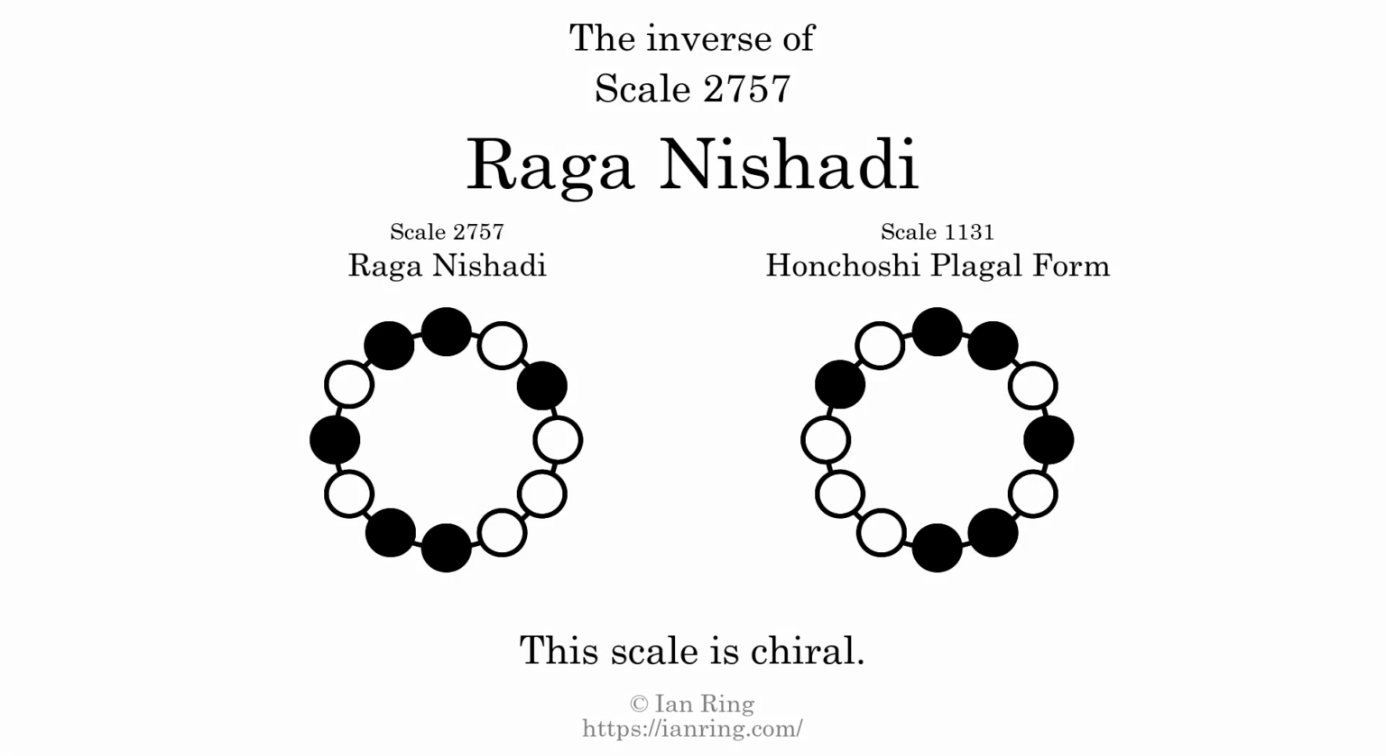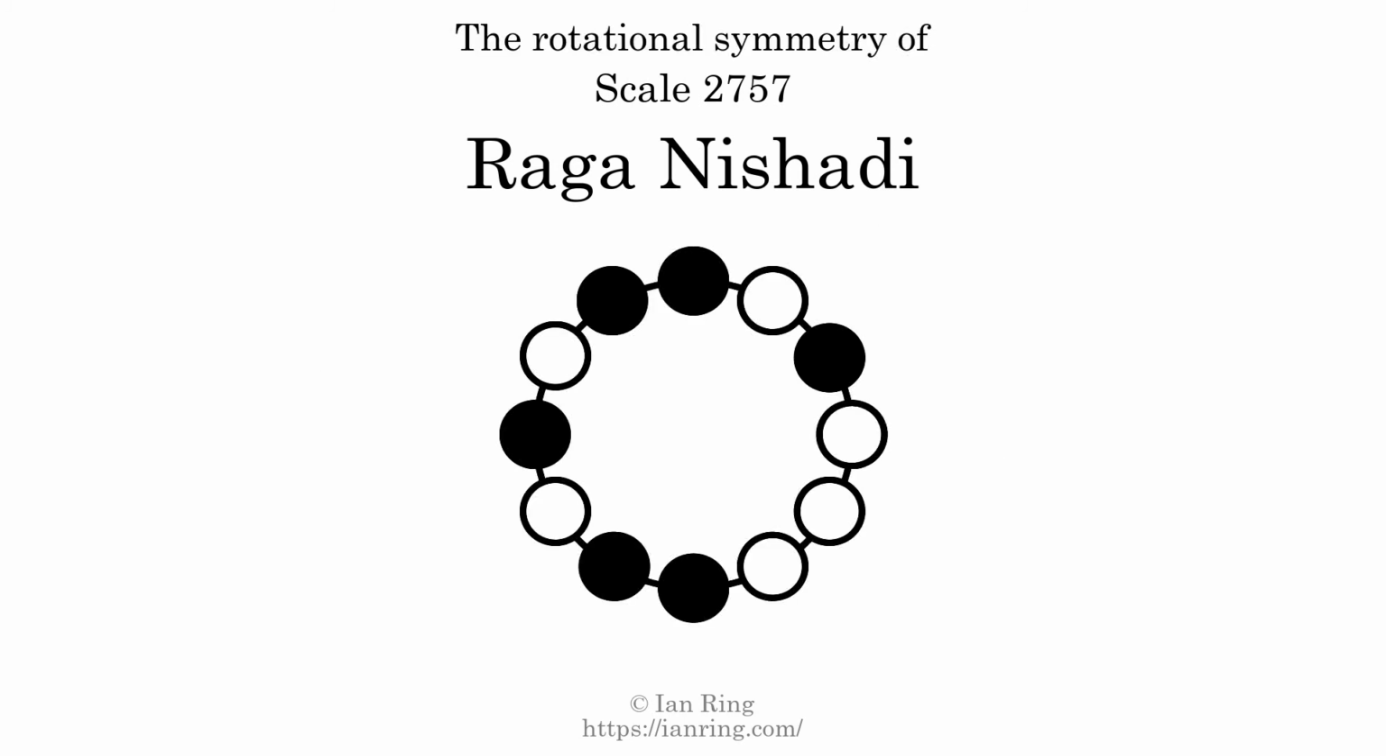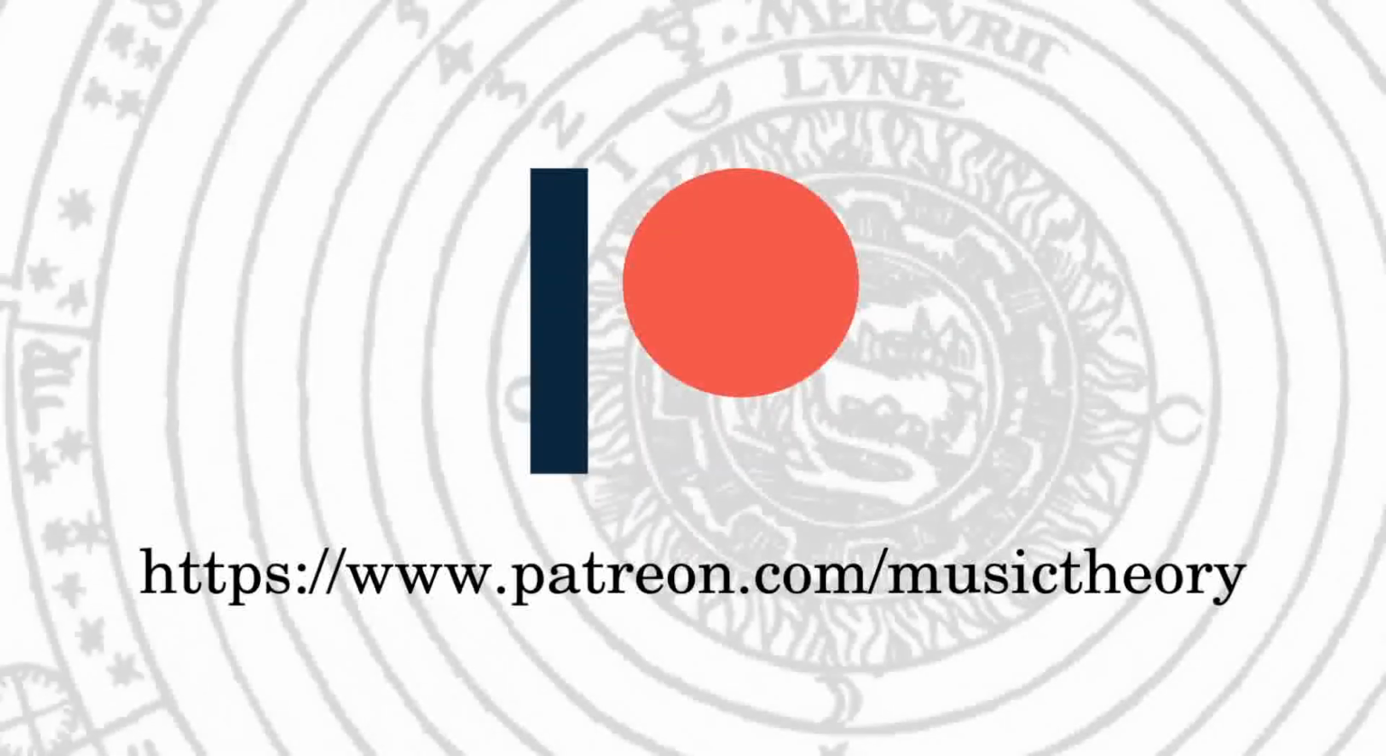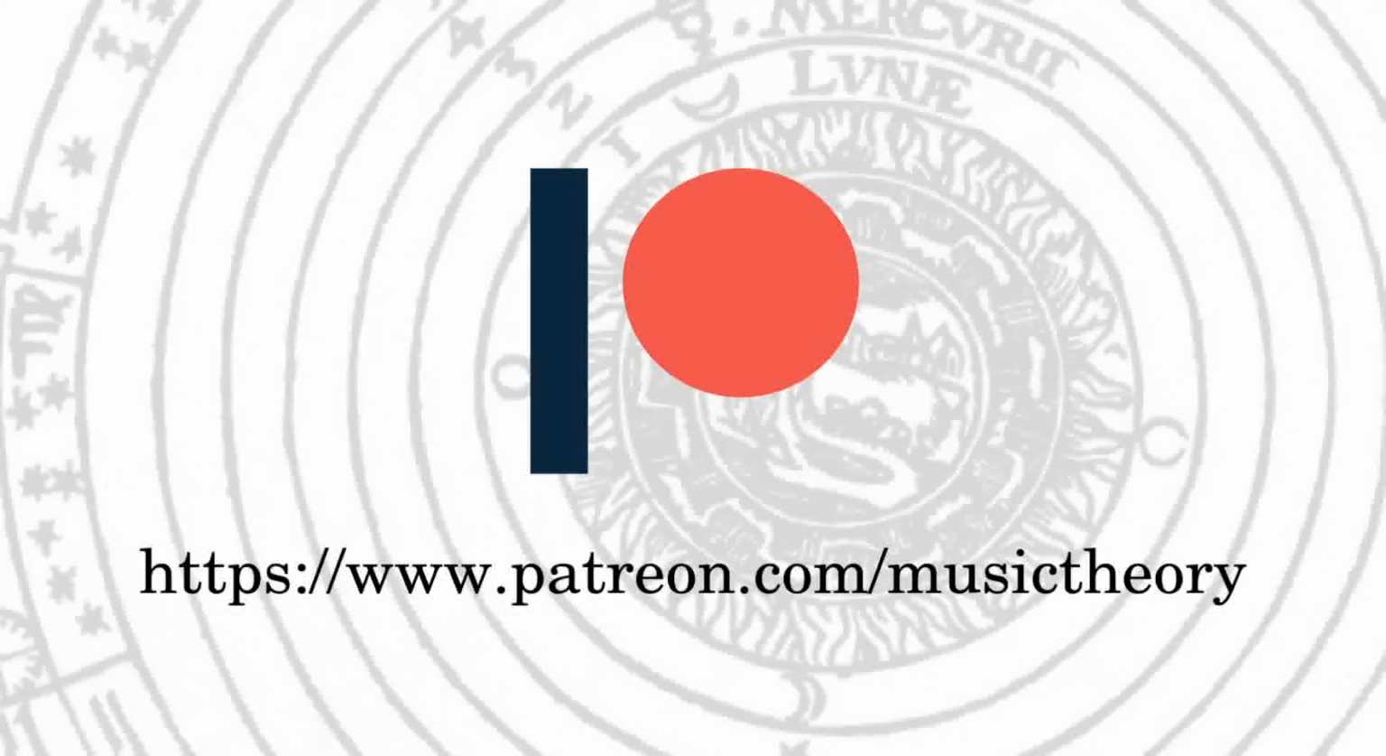The inverse of a scale is a mirror image. It is what you get when the sequence of intervals is reversed. The inverse of this scale is scale 1131, also known as Honshoshi-Plagal form. This scale is chiral. It cannot transform into its inverse by rotational transformation. This scale has no rotational symmetry. For even more detail about this scale, visit ianring.com/musictheory/scales/2757.